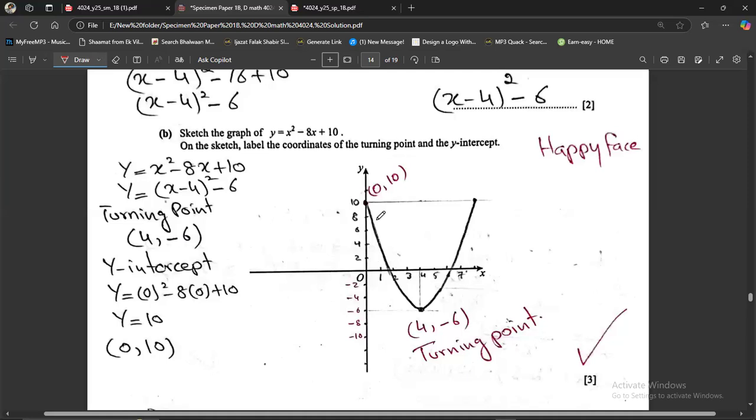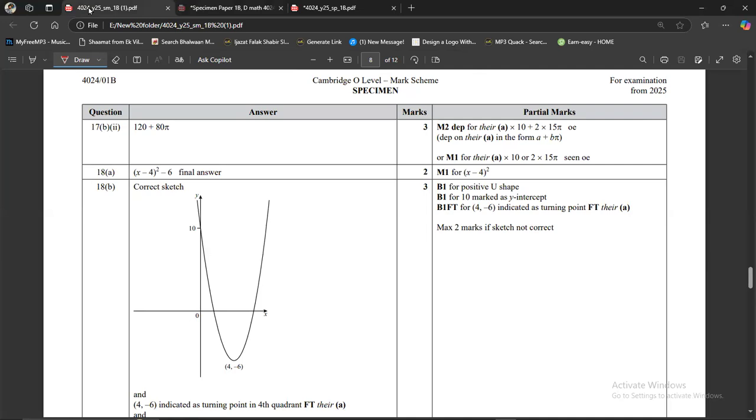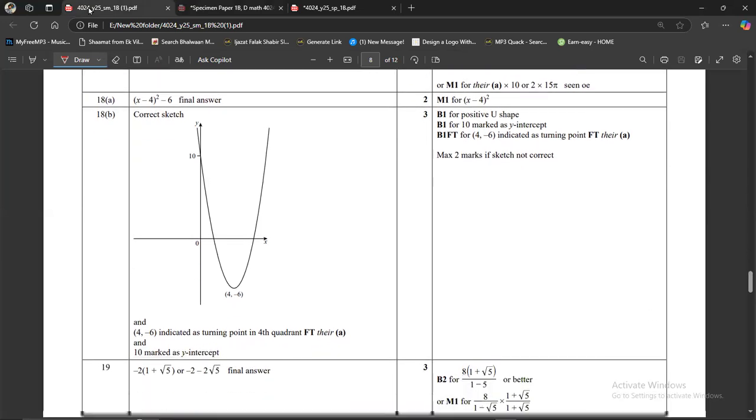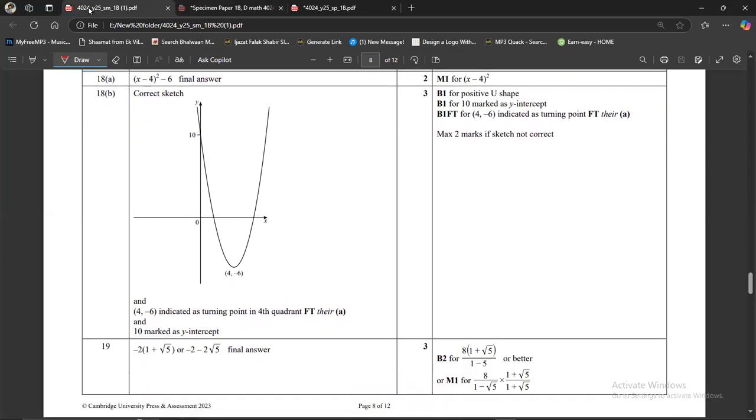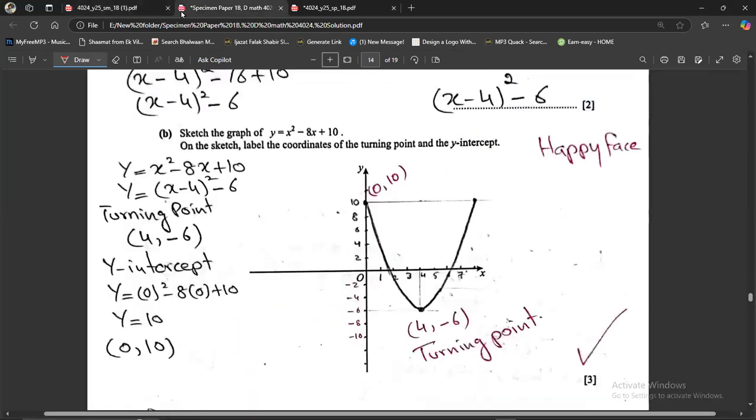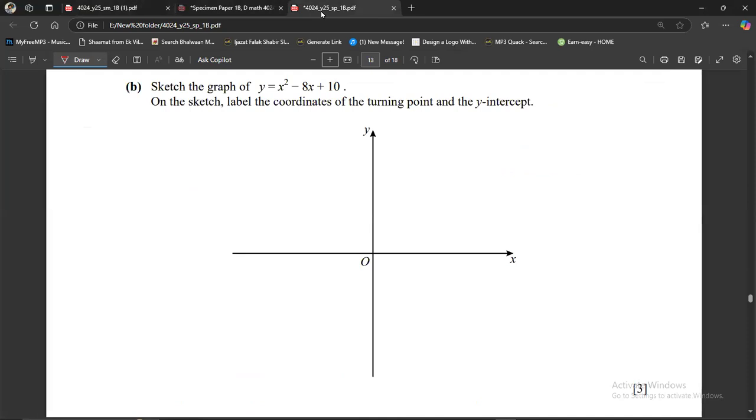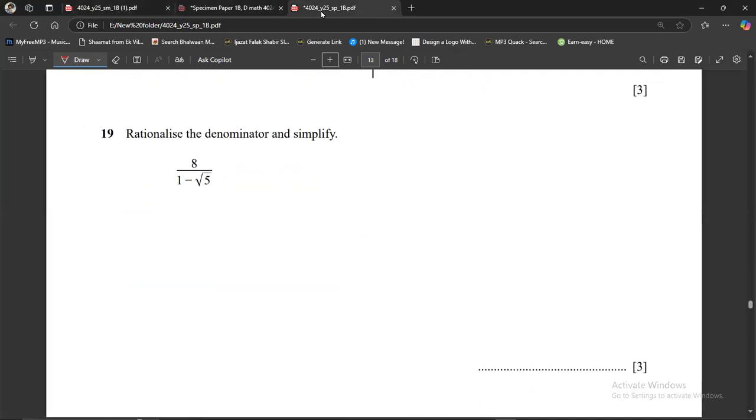Its turning point is at 4 comma minus 6. Its y-intercept is 0 comma 10. So I hope you understand. So this is the marking scheme showing up for question number 18 on your screen. So this is how I have done it. I hope you understand this and you have the practice of doing this.